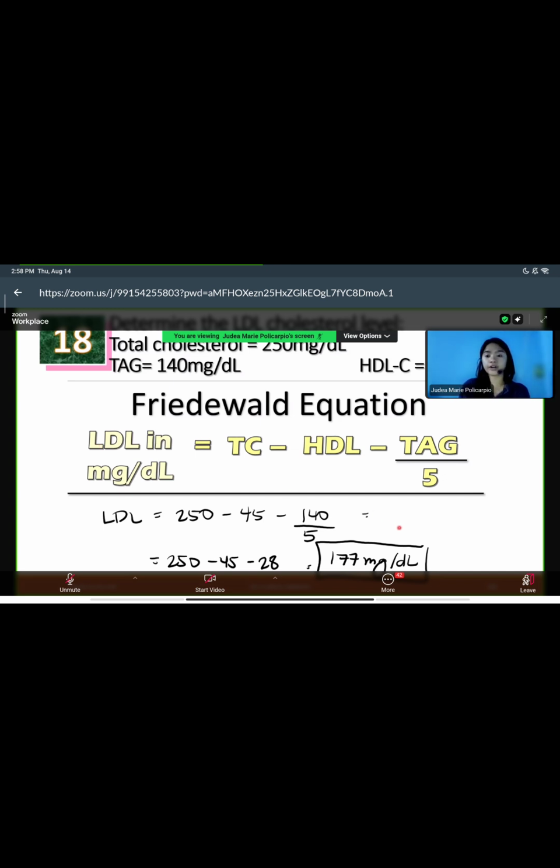Final answer natin for item number 18. For number 18 now, we have, what? Okay, we have 177. Hindi ko pala nilagay yung answer sa number 17. So, number 17, ang answer natin, hindi ko na i-type sa chat box. Okay, 100 ml per minute, yung kanyang magiging creatinine clearance. And for item number 18, 177 milligrams per deciliter, yung magiging LDL. Okay, so LDL cholesterol ni pasyente, 177 milligrams per deciliter. Okay, so that's it for item number 18, the problem that concerns the Friedewald equation natin.